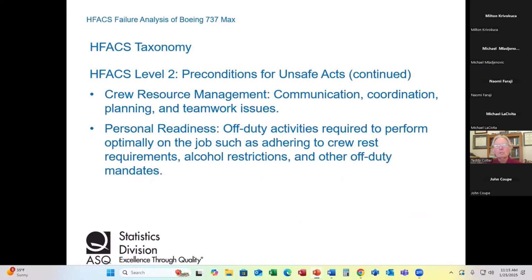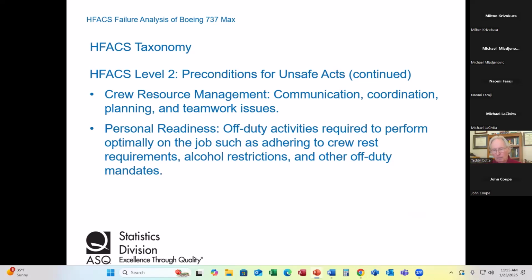Continuing on, crew resource management. This is communication, coordination, planning, and teamwork issues, particularly important in the cockpit of aircraft, where the assembly of the crew to work in that particular aircraft matters, and crews are certified by aircraft. Personal readiness, this is the off-duty activities required to perform optimally on the job, such as adhering to crew rest requirements, alcohol restrictions, other off-duty mandates.